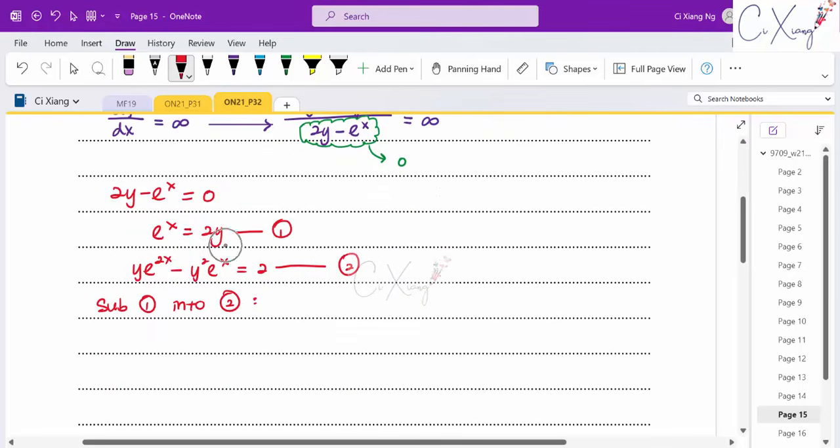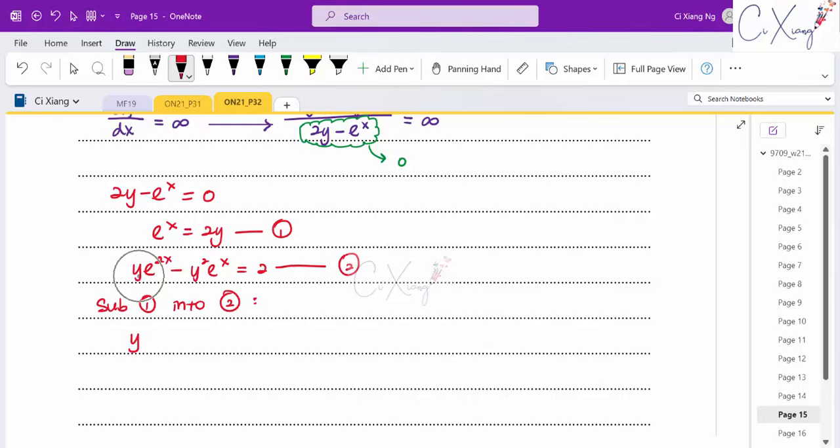So e power x equals to 2y. When I substitute, y stays as y. Then e power 2x is equal to e power x, squared. E power x is 2y, so when I square, I have 2y squared. So minus y squared, e power x again, which is 2y, then equals to 2. So from here, you try to solve it.